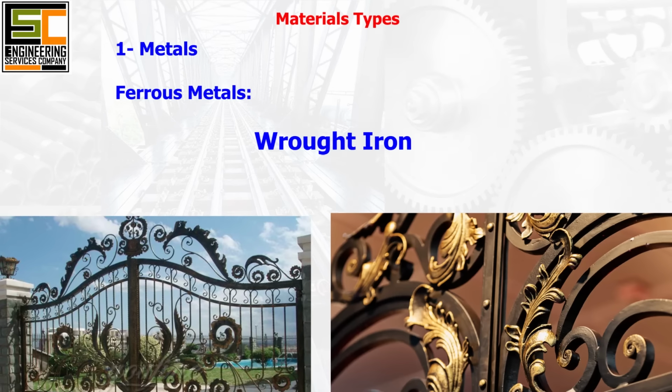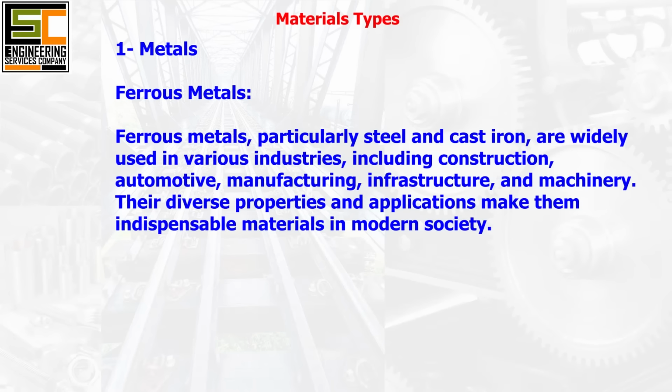Wrought iron is less commonly used in modern industrial applications compared to steel and cast iron due to its limited availability and higher cost. Ferrous metals, particularly steel and cast iron, are widely used in various industries, including construction, automotive, manufacturing, infrastructure, and machinery. Their diverse properties and applications make them indispensable materials in modern society.